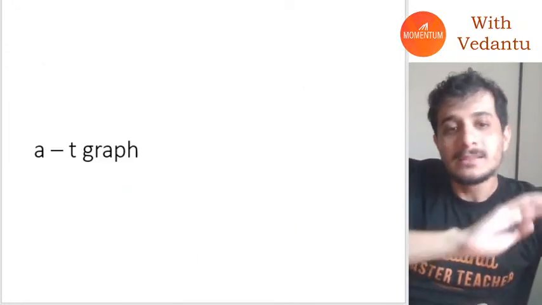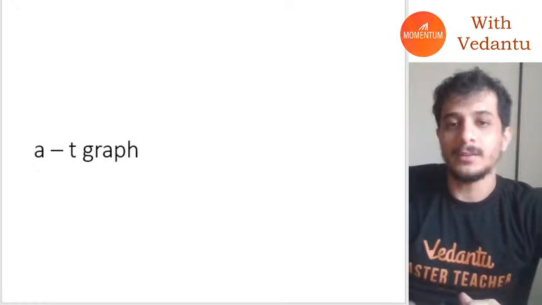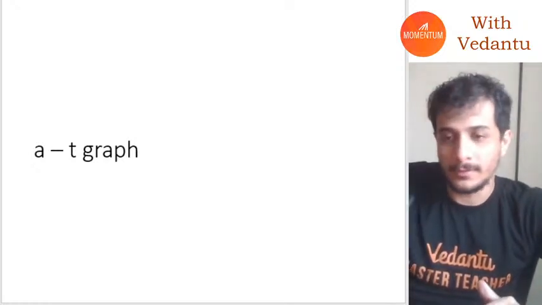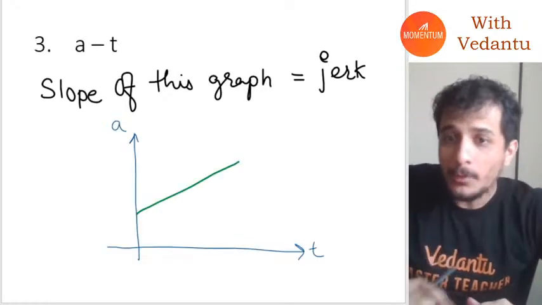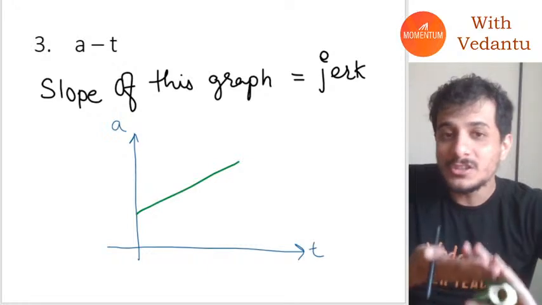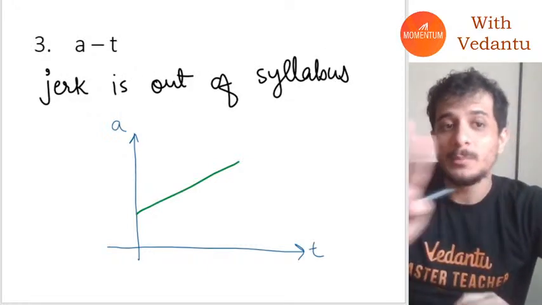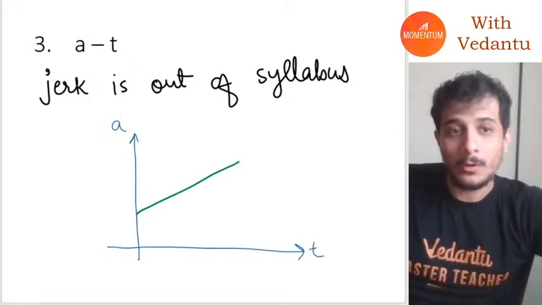Now, similarly, if you have an A versus T graph, if you take the slope of this graph, that is called jerk. Jerk is out of syllabus, so we will not talk about it.